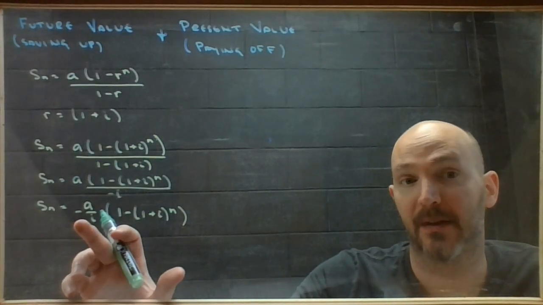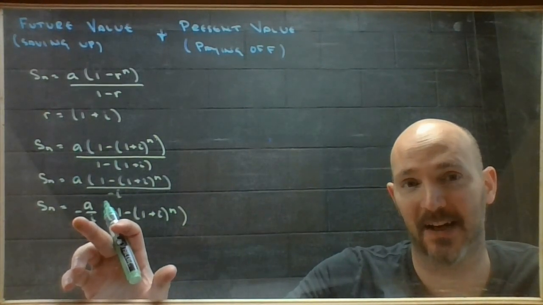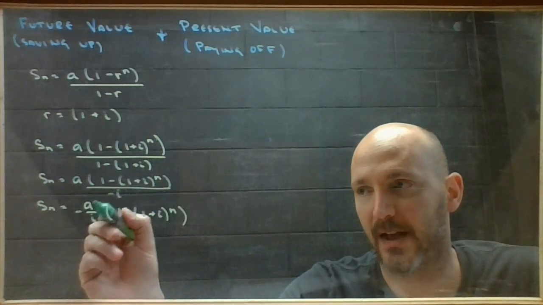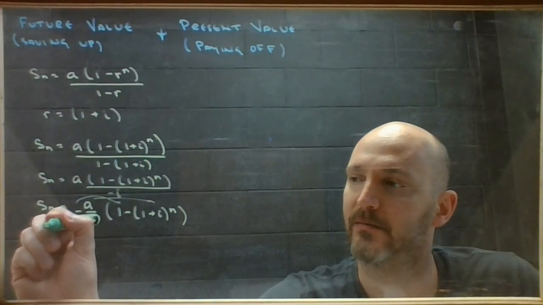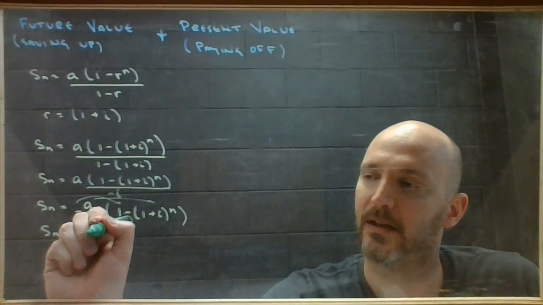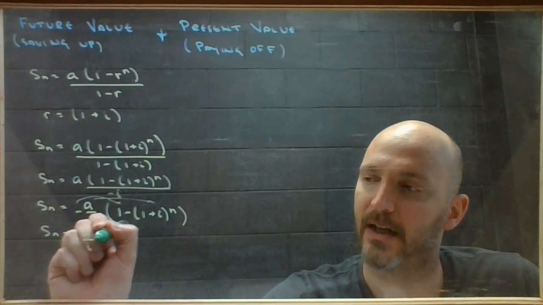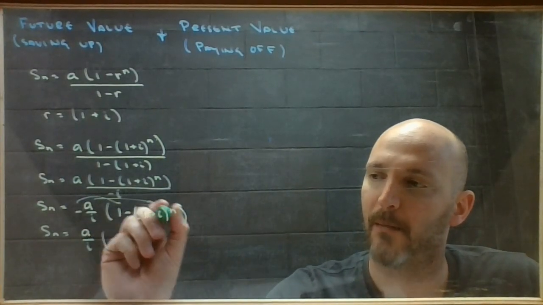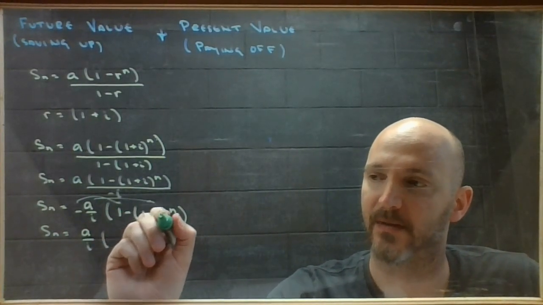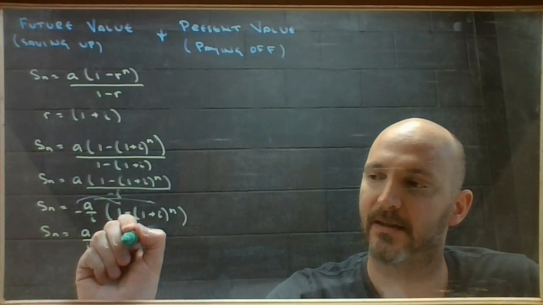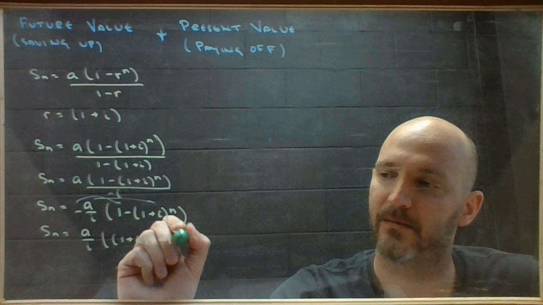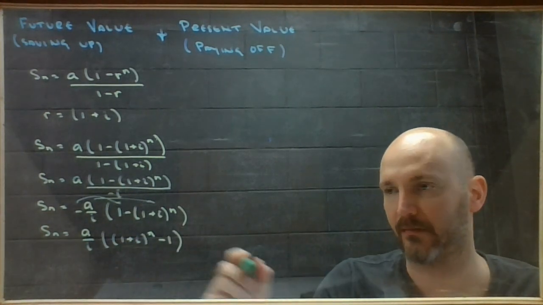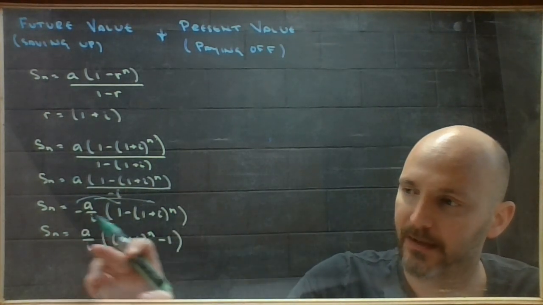I'd really rather that this equation was not negative. So I'm going to throw that negative into this bracket so that it's not sitting out front. I get A over i. Basically, that's going to switch the order of this thing. The (1 plus i) to the n is now positive, and this 1 is now negative. So I've got a little formula there.